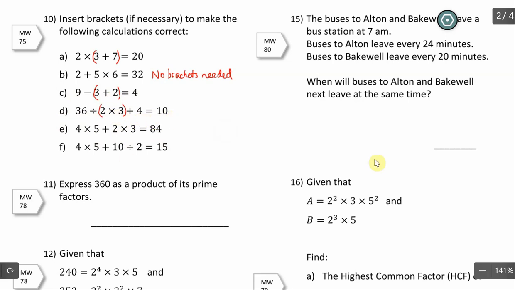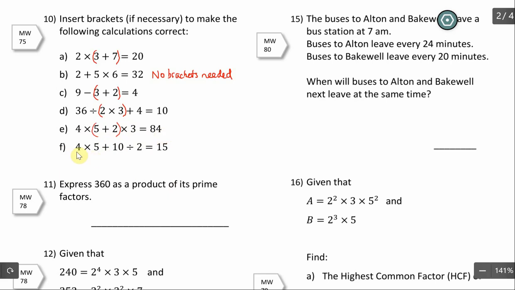On part E, if I use BIDMAS, I'll do 4 times 5, which would give me 20. 2 times 3 would give me 6. 20 add 6 would be 26. So the brackets need to go around the 5 plus 2. So 4 times 7 would give me 28. Times that by 3. So 28 times 3 would be 84, so that works.